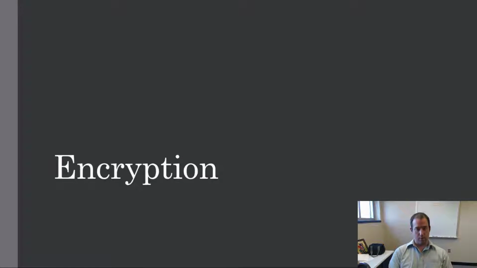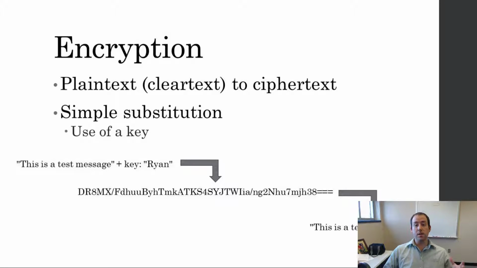Okay, let's talk encryption. Encryption is essentially the process of converting plain text, clear text, two different words for the same thing, to some form of ciphertext, which is the encrypted version of the same text. One way is to do simple substitution. Another way is a much stronger encryption.